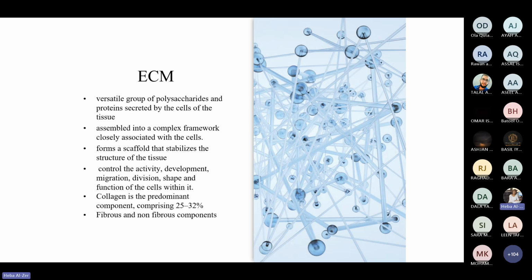This group of polysaccharides and proteins assembles a framework or a scaffold for the cells to sit and function and make the architecture of the tissue. It's actually in control of the activity, the development, the migration, the division, and the shape and function of all the cells within it. In dental pulp, collagen is the predominant component. It's almost 1/4 to 3% of the dental pulp. And it has two components, the fibrous and the non-fibrous components.